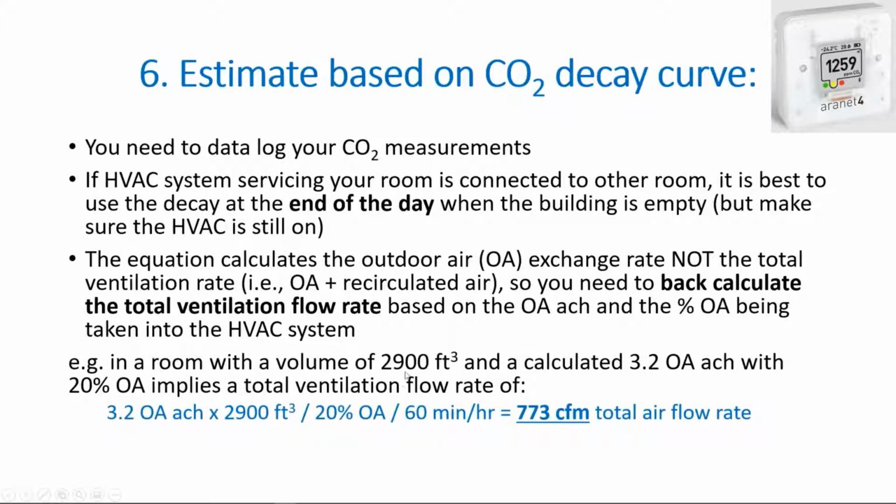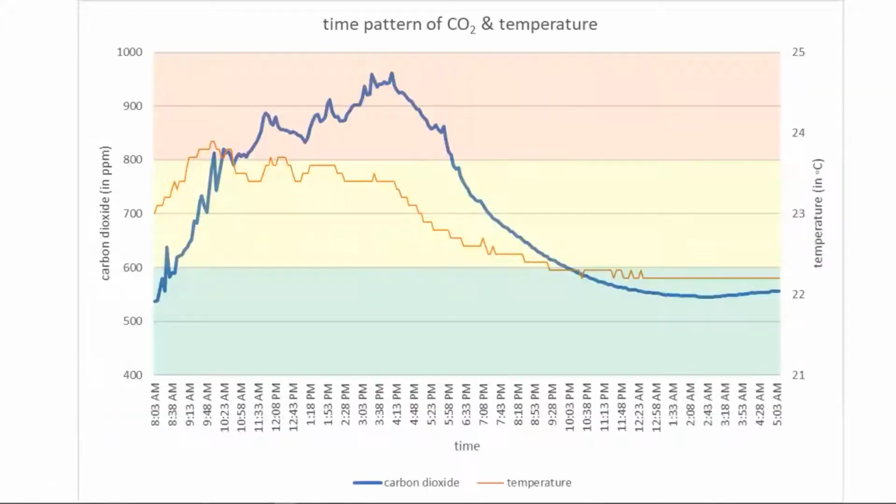In a room with 2,900 cubic feet and a measured 3.2 outdoor air changes with 20% outdoor air, you can figure out what it is and convert it from hours to minutes, and then it's 700 CFM of total airflow rate.